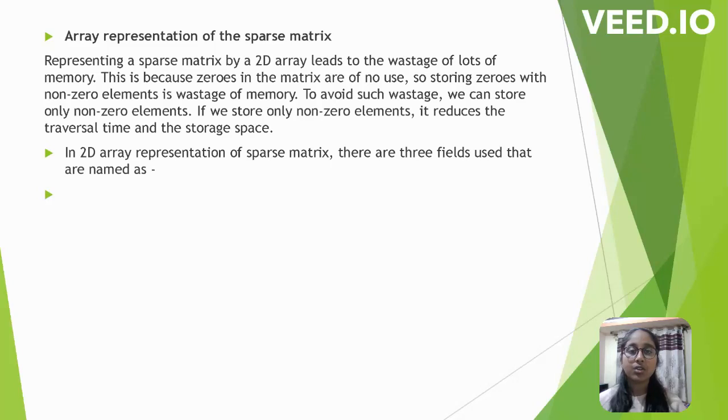Array representation of the sparse matrix. Representing a sparse matrix by a 2D array leads to the wastage of lots of memory. This is because the zeros in the matrix are of no use, so storing zeros along with the non-zero elements is a wastage of memory. To avoid such wastage, we can store only non-zero elements. If we store only non-zero elements, it reduces the traversal time and the storage space.